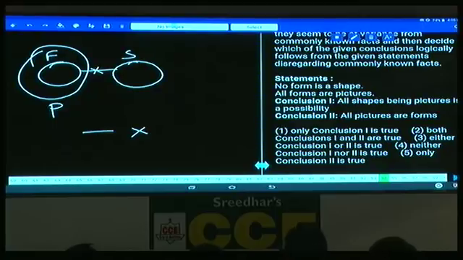Then coming to the first one, all shapes are pictures is a possibility. Now tell me whether I can draw a shape like this or not. Yes. Hence it is possible. Hence only conclusion 1 is true. Choice 1 is the answer.